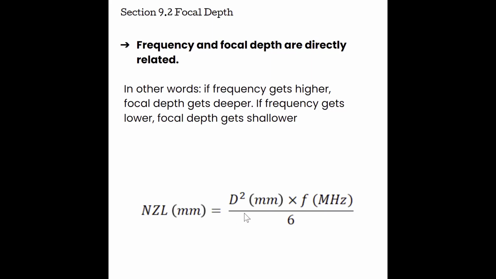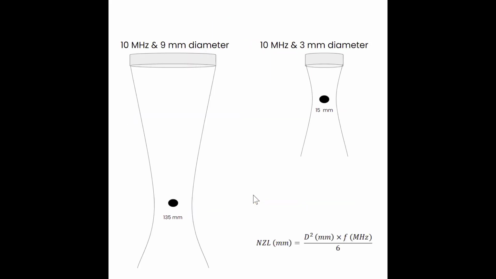We also have diameter. So I bet you can already guess how diameter is related to near zone length as well. But of course, we're going to take a look at an example. So I've got two new transducers here. We've got a 10 megahertz 9 millimeter diameter transducer, and we have a 10 megahertz 3 millimeter diameter transducer. So this time I've left the frequencies the same, but the diameter of the crystals are different.